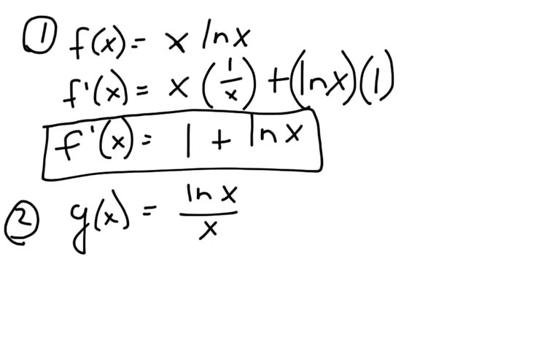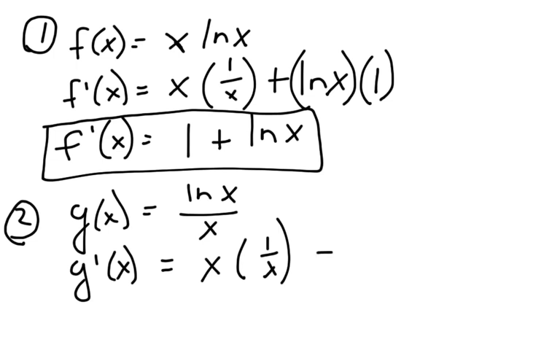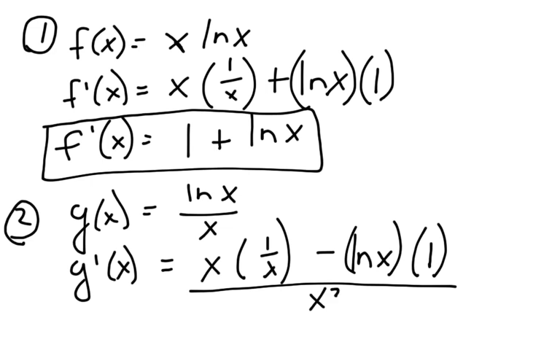So, g prime of x is equal to the bottom function, which is x, times the derivative of the top function, 1 over x, minus the top function, natural log of x, times the derivative of the bottom function, 1, all divided by the bottom function squared. And then we simplify this to get 1 minus natural log of x over x squared. And that's the answer.